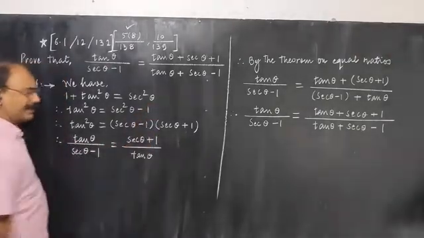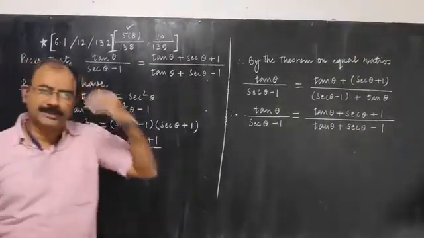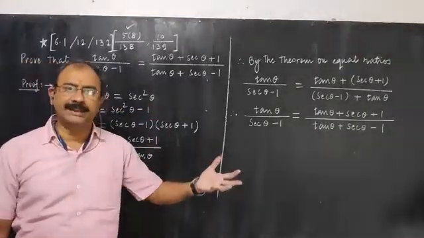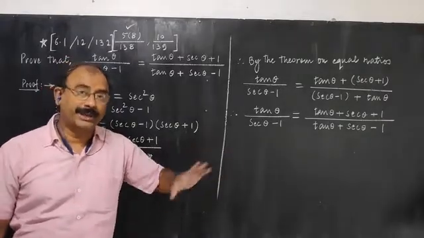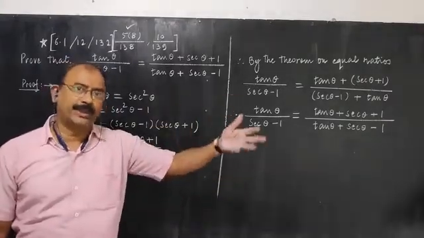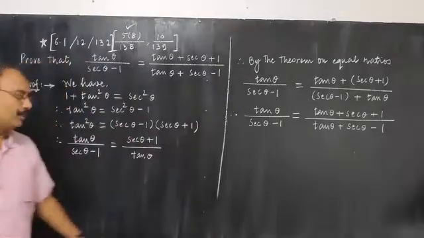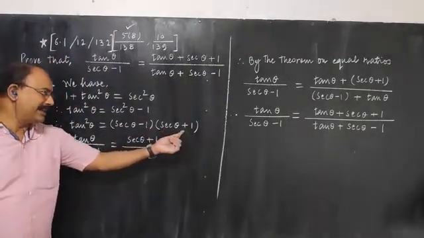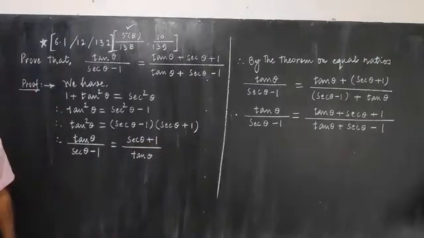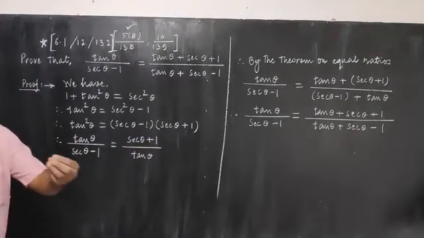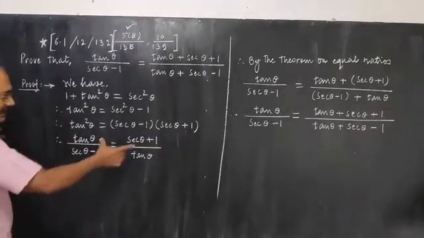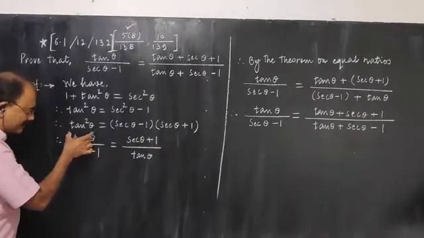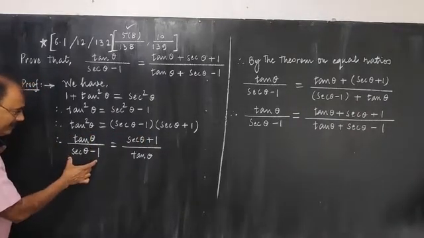Considering 1 as 1 square. Now that 1 appears so many times, and every time we take it as according to our requirement, either 1 square or 1 cube or whatever power we want. Okay. So this is sec theta minus 1 into sec theta plus 1. Now I am simply transferring the terms from numerator to the denominator. This complete bracket is transferred in the denominator here.